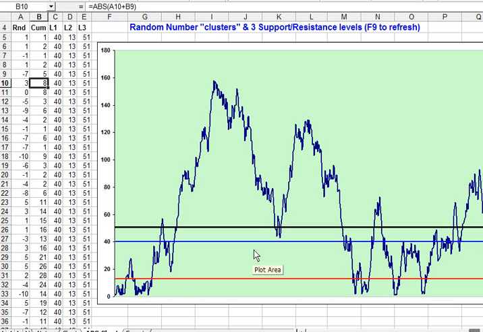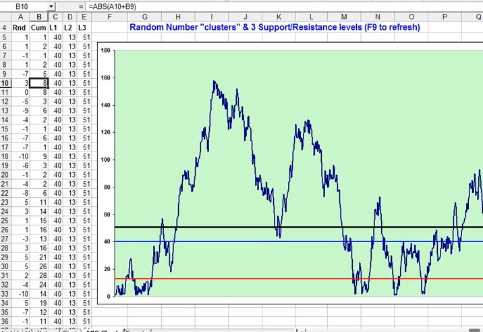So, as you can see, you can simulate price activity simply with random numbers, and you can find support resistance levels on real price data, or you can go full-blown like this, random number series being charted as if it were a price series, random number series being charted as if it's a support resistance level. Let's go a little bit deeper into this.